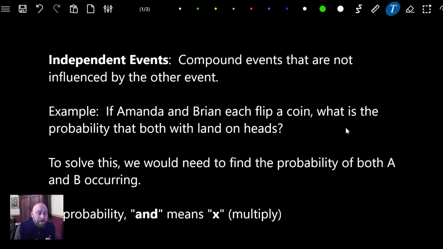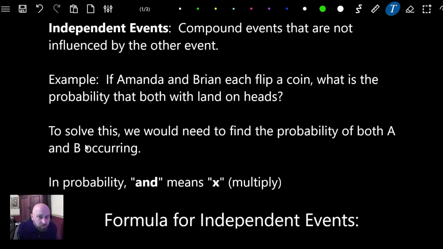They are independent events. They're connected, but they are not dependent on each other. It doesn't depend on what Amanda does or what Brian does. So they're two separate events, but it's kind of combined because we want to know the chances that both of them together are going to land on heads, each of them separately. So the events are connected, but the one doesn't really have anything to do with the other one. They're what's called independent events.